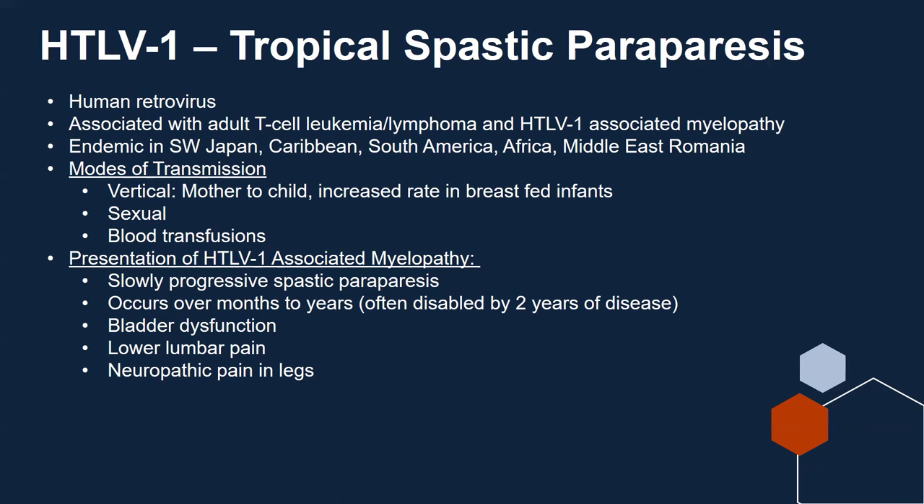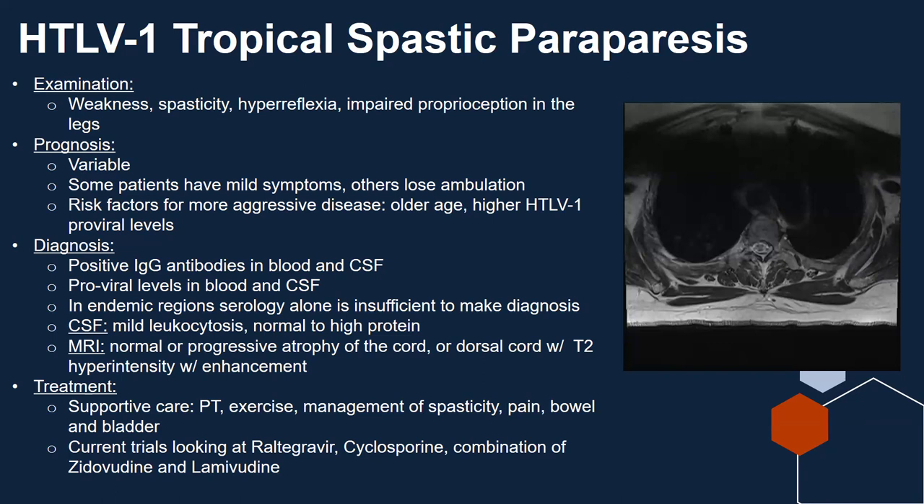On exam, the patients are often weak with spasticity, hyperreflexia, and impaired proprioception in the legs. And prognosis is quite variable and depends on various factors, including age and the degree of HTLV-1 proviral levels. Some patients are actually asymptomatic with only mild symptoms, but others can completely lose ambulation, and it doesn't seem to be that there are clear risk factors that predict your disease course.